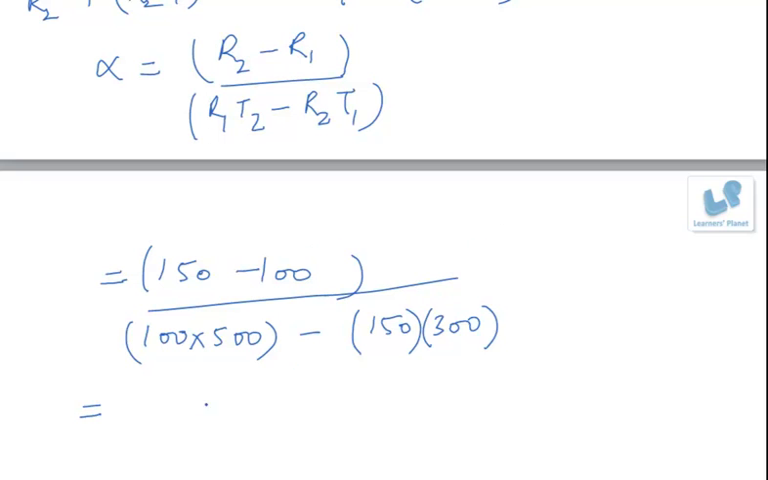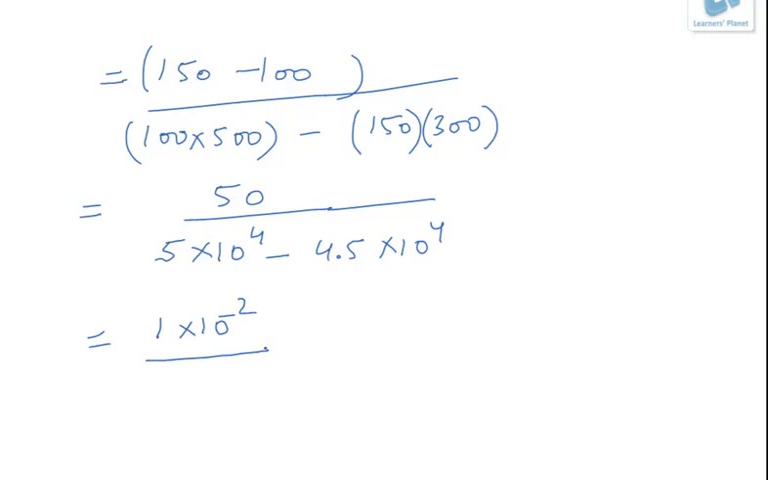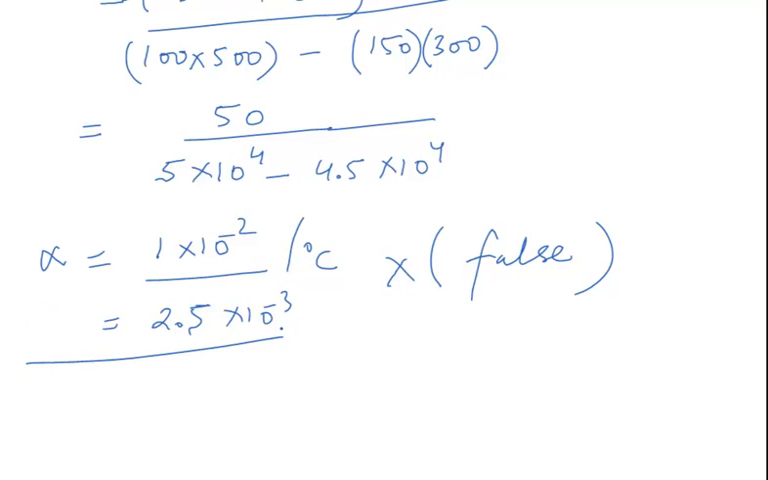Okay, now if we solve this we will get 50 divided by 5 into 10 to the power 4 minus 4.5 into 10 to the power 4. Now if we solve this we will get 1 into 10 to the power minus 2 per degree centigrade, per degree Kelvin as the alpha, but herein we are given it as 2.5 into 10 to the power minus 3. So the statement 1 is false. Okay, although the formula is correct, but the statement 1 is false looking at the calculation.